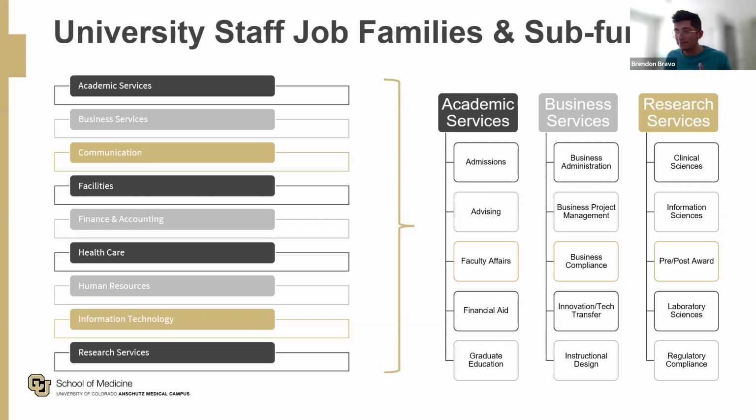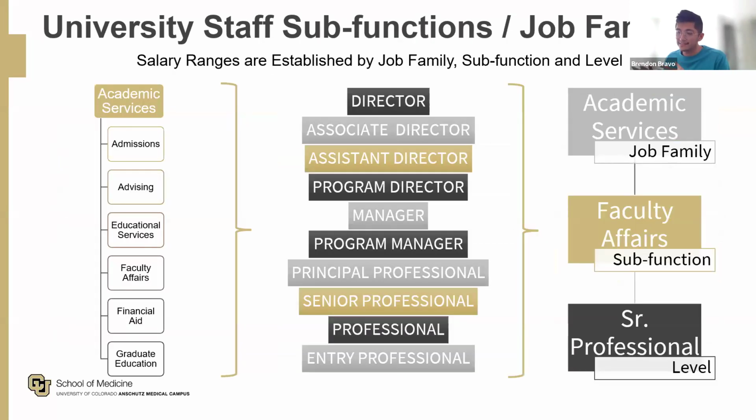Once we get our job family and our subfunction, we then also look at the level. That's on this next slide. So we have entry to director. Taking those three categories into consideration is how we help create our salary range. So for an example, if you're in the academic services job family, your subfunction is faculty affairs, and you're at the senior professional level, you'll be within a certain salary range based off of that group.